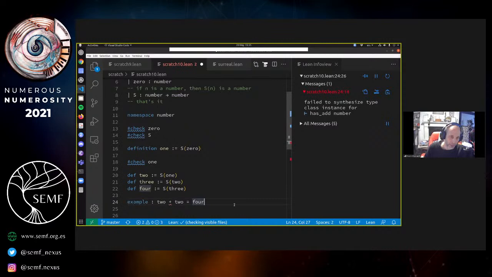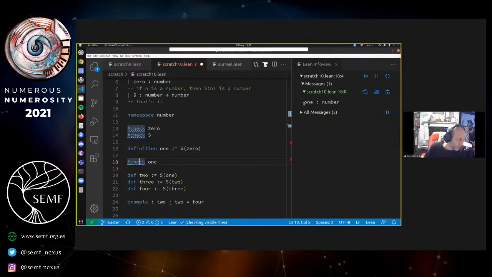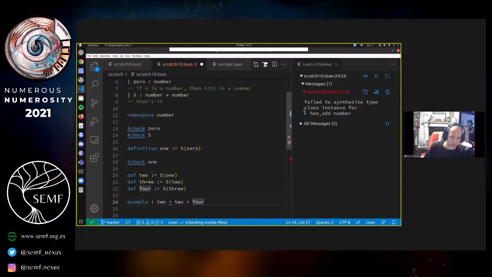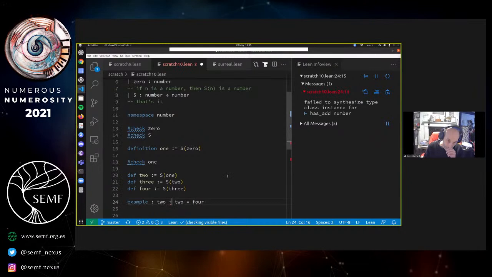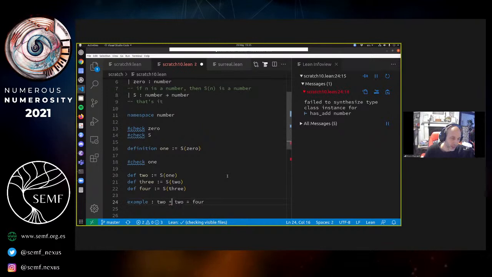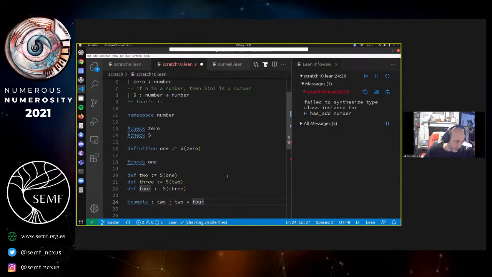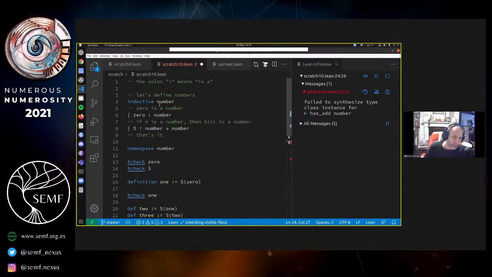We were getting these nice little green messages informing us that one is a number, but now we have a red message here, which means that something has gone wrong. And what's gone wrong is that Lean has failed to synthesize addition on numbers. We've used this addition symbol, but this is proof that these numbers aren't there, they haven't got a whole bunch of machinery attached to them. We're trying to prove that 2 add 2 is 4 here, but at the minute we can't even state the fact that 2 add 2 is 4, because Lean doesn't know how to add numbers together. The only thing it can do with a number is look at the number after, you see.